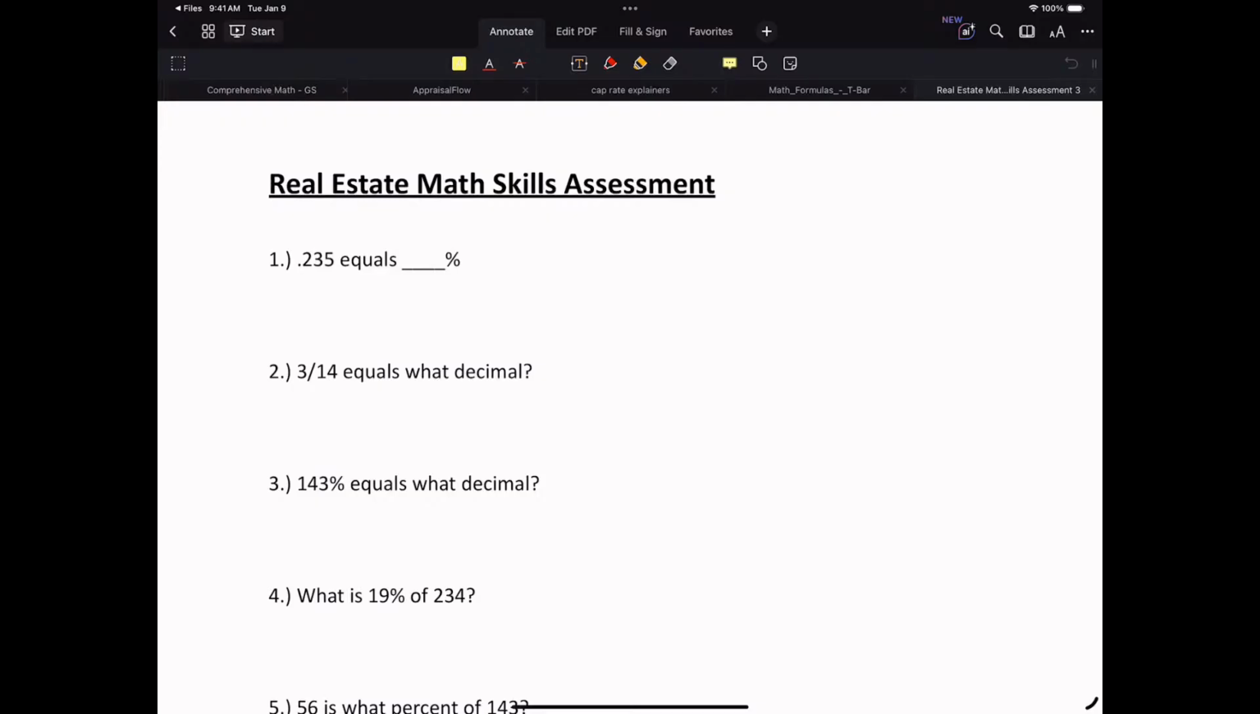But what we're going to be doing tonight is going over this real estate math skills assessment. Now, if you're not one of the students in my actual pre-licensing class, you've probably never seen this before. This is a document I give my students so that you can try some math and see, hey, do I have the skills necessary to learn the math that my real estate instructor or my real estate school is going to teach me?